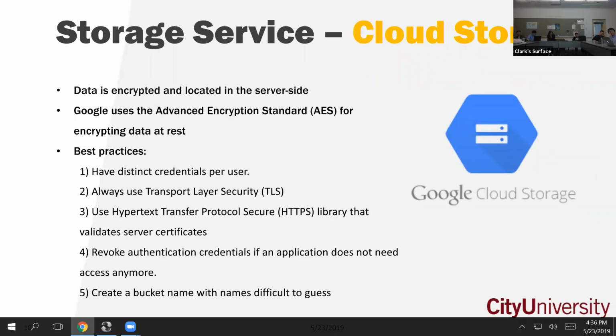For Cloud Storage, again, data is encrypted and located on the server side. It is also encrypted at rest. It uses AES, Advanced Encryption Standard. The best practice is to have distinct credentials per user, always use Transport Layer Security, the hypertext transfer protocol secure library, and revoke authentication credentials if an application does not need access anymore. I think this is too much. And last is to create a bucket name that is difficult to guess.